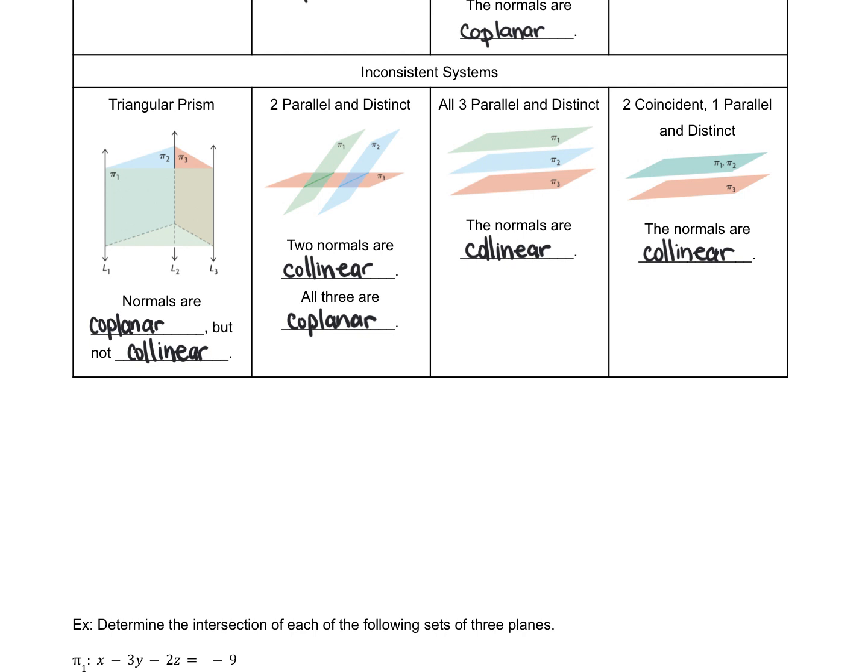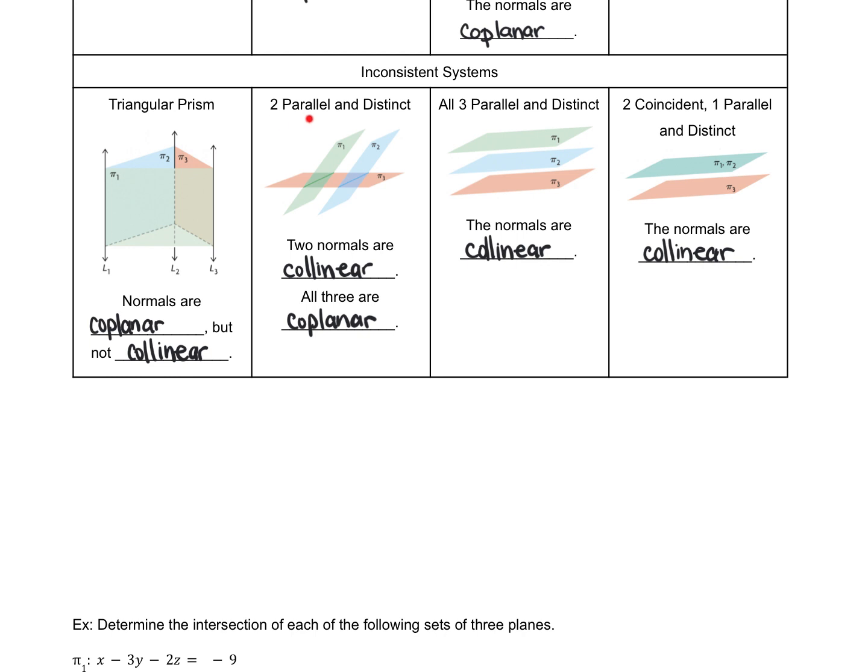The first scenario is when your three planes will form a triangular prism out of those individual lines of intersection. So if you see, each plane will intersect with the other one at a line, and then you have this triangular prism formed. Now if you check the normals are going to be coplanar, so all three of these normals coming out of the planes will be coplanar, but they're not collinear because clearly the planes are not parallel.